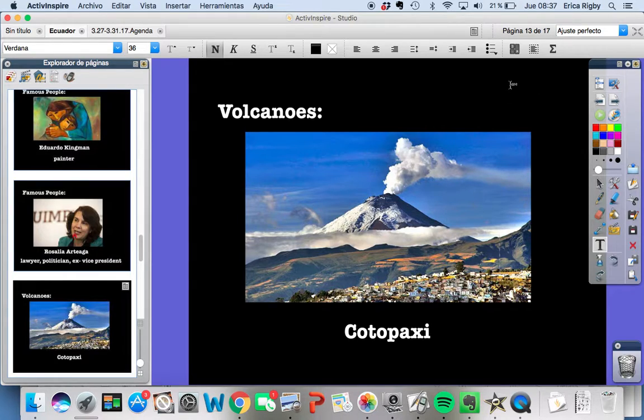This is the most famous volcano in Ecuador, and it is very well known throughout the world as being the tallest active volcano on the planet, Cotopaxi. It can be seen tens of miles, even 25, 30 miles in the distance as you are driving through Ecuador, as it is a very, very tall volcano. It is active. It did erupt in the recent decades, and this volcano here is among other volcanoes in Ecuador.